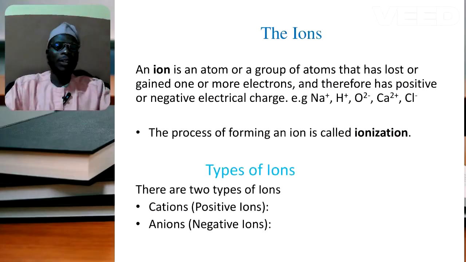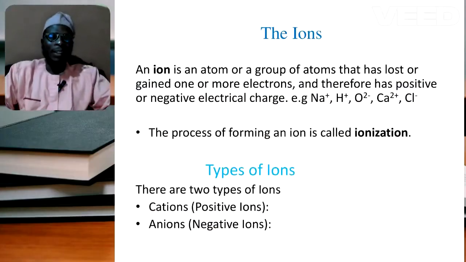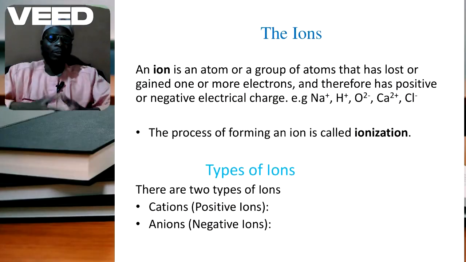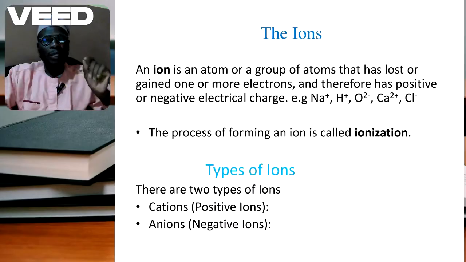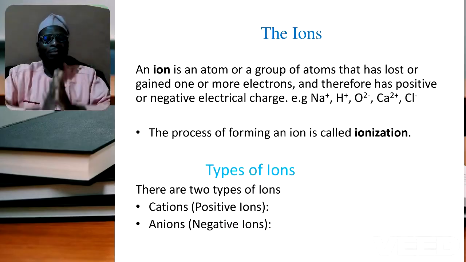So the last one here now is ion. So when we say ion, what is an ion? An ion is an atom or group of atoms that has lost or gained one or more electrons, and therefore has a positive or negative electrical charge. Or you can still define it in a simple way: an ion is an atom or group of atoms that possesses electrical charges.